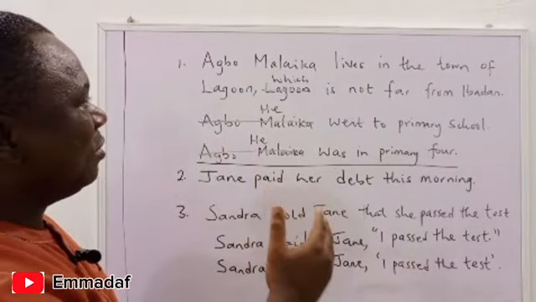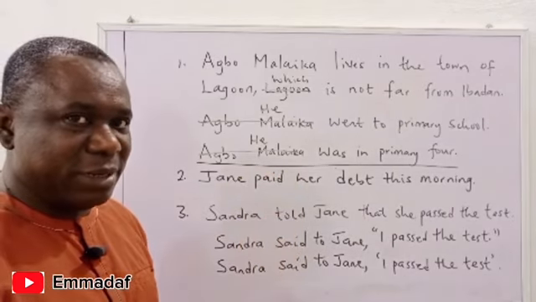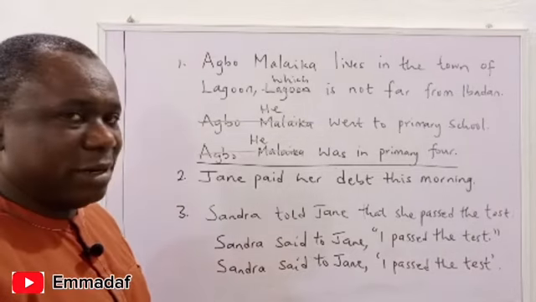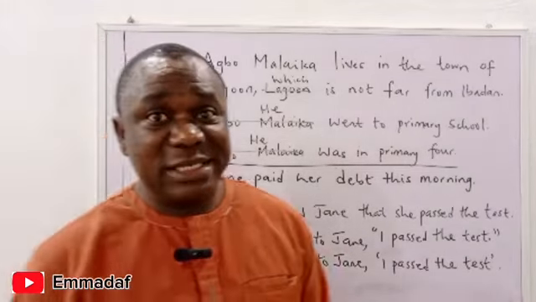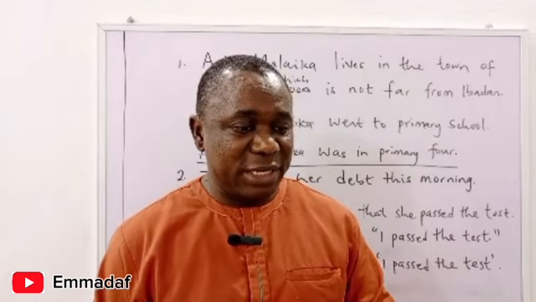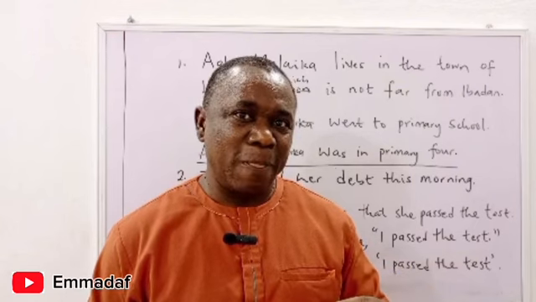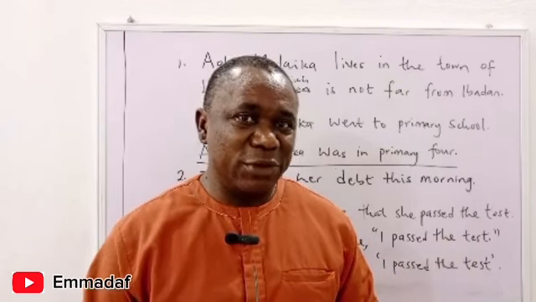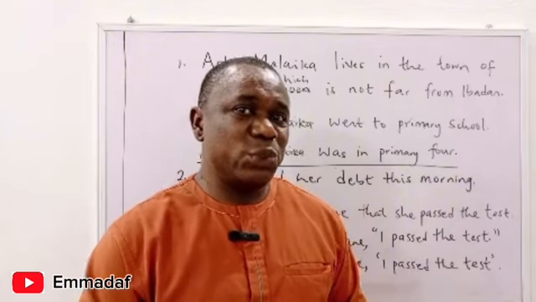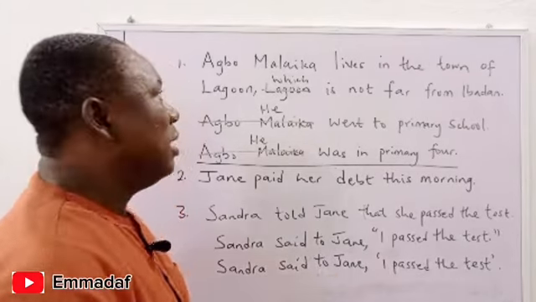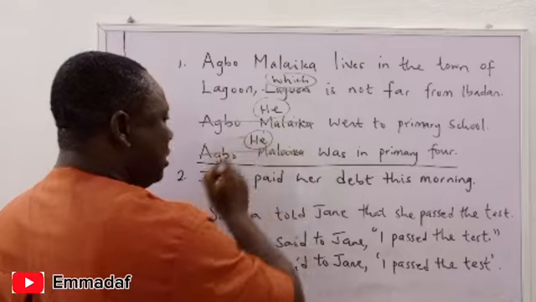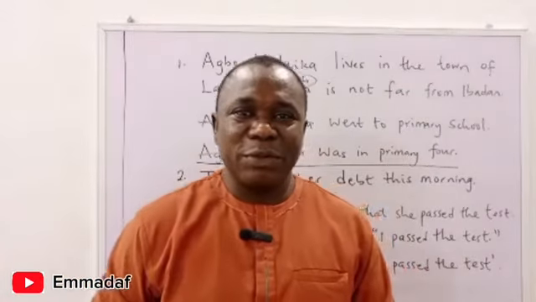Agbo Malaika lives in the town of Lagoon, which is not far from Ibadan. He went to primary school. He was in primary 4. Now these sentences sound better. They sound interesting because we have eliminated the monotony instigated by the repetition of Agbo Malaika and Lagoon. Now the words that we used to replace the nouns are pronouns. This, and this. So this is the whole idea of the pronoun.